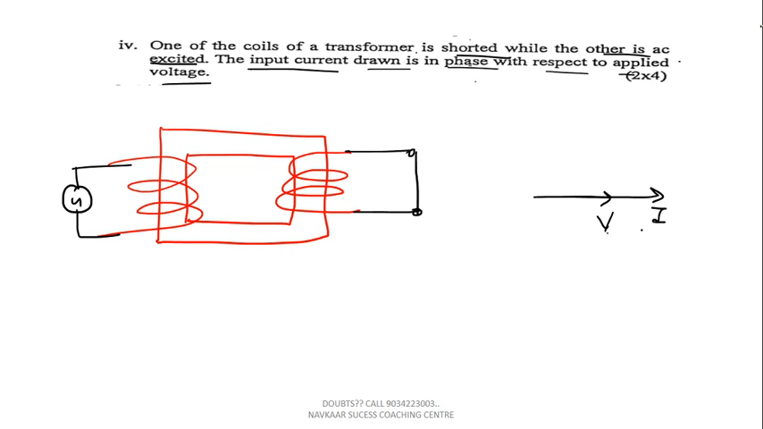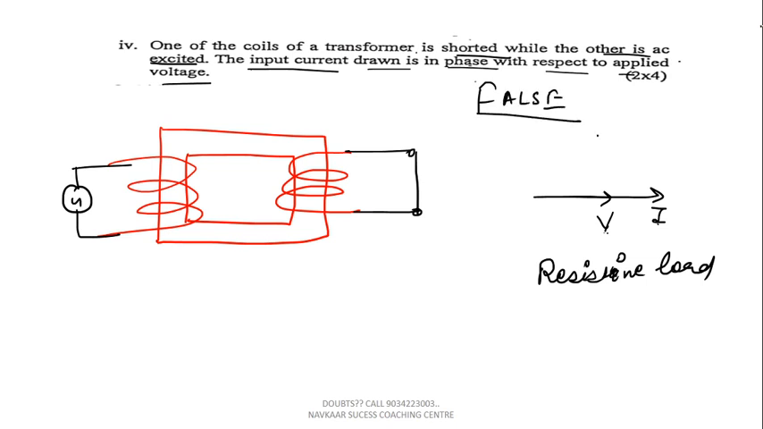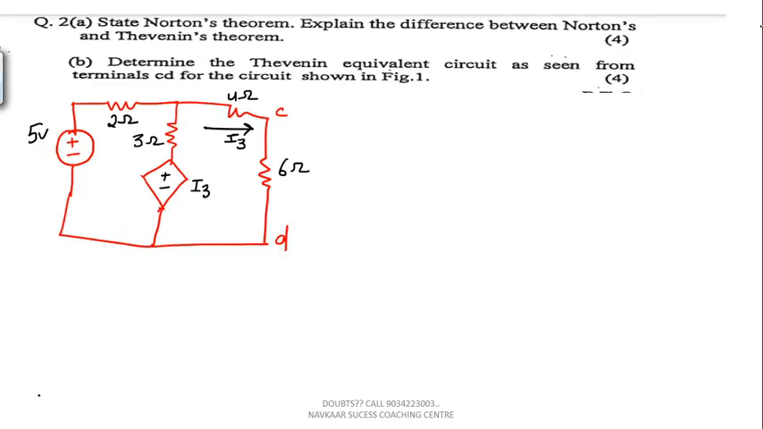As you know, voltage and current are always in the same phase in which case? Only in the case of resistive load. But they are trying to say that a transformer can be connected to resistive load only. So this is not true, this is a false statement, because a transformer can be connected to inductive, capacitive and a combination of loads. But here they said voltage and current are in the same phase, meaning they are connected to resistive load. Okay, so this statement is false.